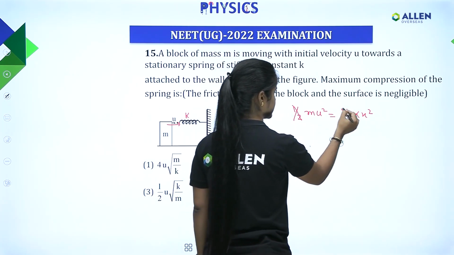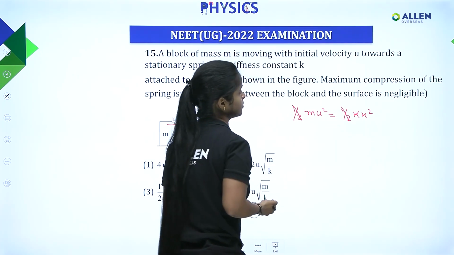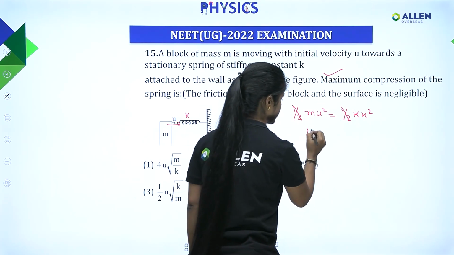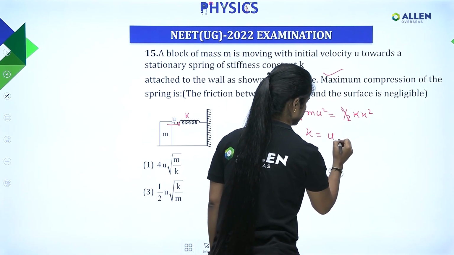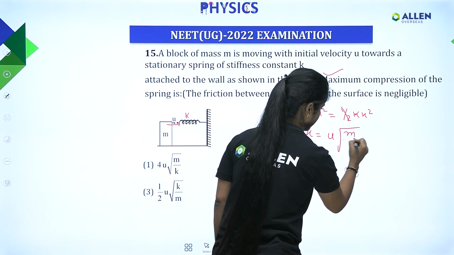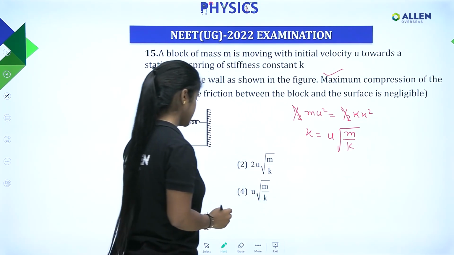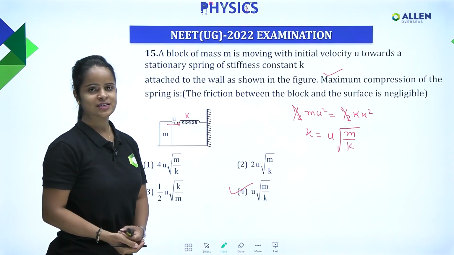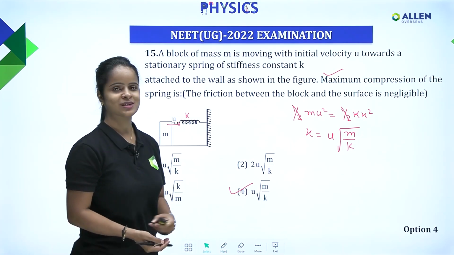Now this half will cancel the other half, and our aim is to calculate the maximum compression. So x will be equal to u root m by k, and the same thing is written in option number 4. Hope it is clear to everyone, and option number 4 is the correct option.